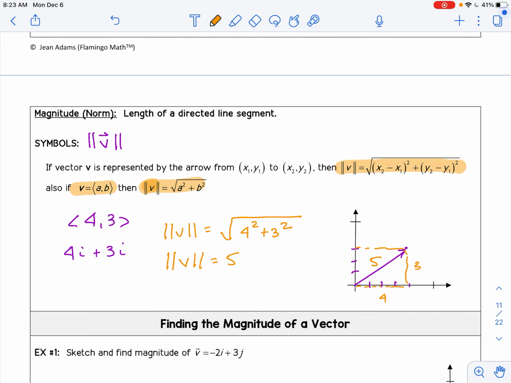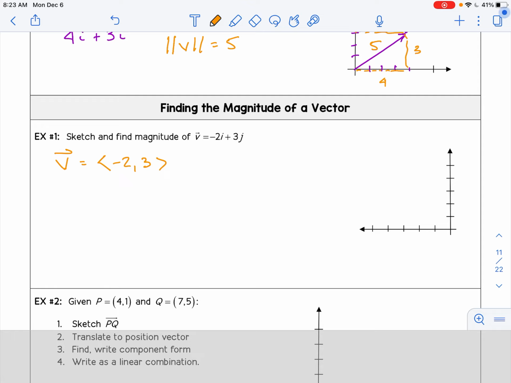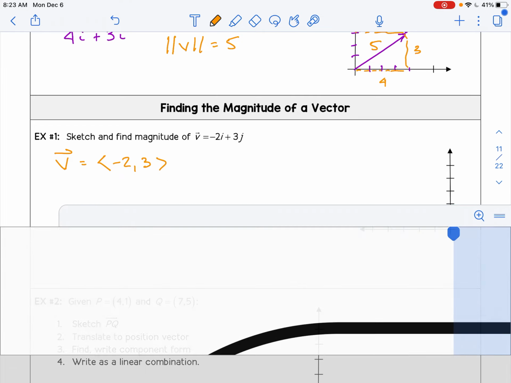All right, let's try one more here. Sketch and find the magnitude of this. Now, when I have negative 2i plus 3j, let me just say that to write this in vector form, I draw my little thing like this, I would get negative 2, 3 is my vector. So for this one then, how would I sketch this? I'd come here, this would be part of the component here. Negative 2 does have direction, so this would be part of it coming this way.